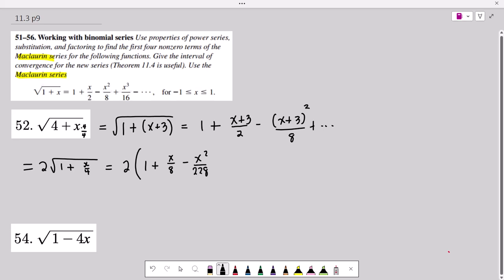16 times 8. I'm starting to get sleepy, so check that. Plug in x over 4 here, so we're going to have 4 times 4 times 4, which is 128, thank you. And then what's this next one? We're going to do 4 cubed, so it's 64 times 16, which is 1024. So that is our Maclaurin series for that.